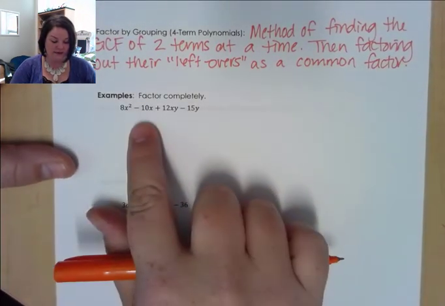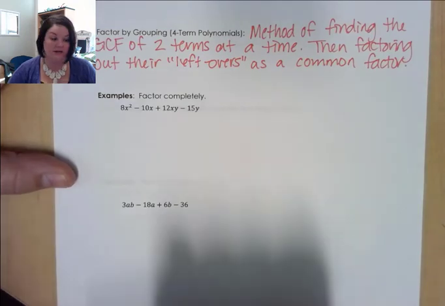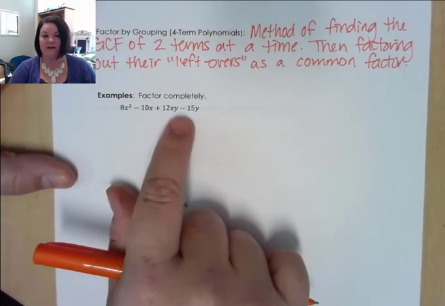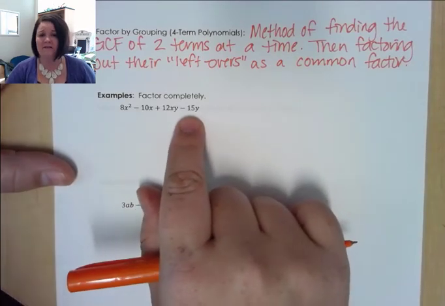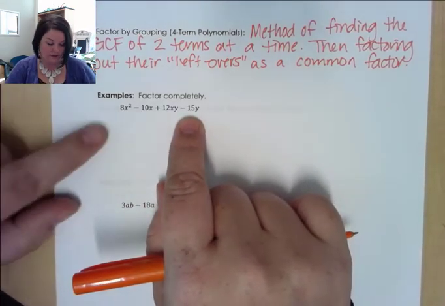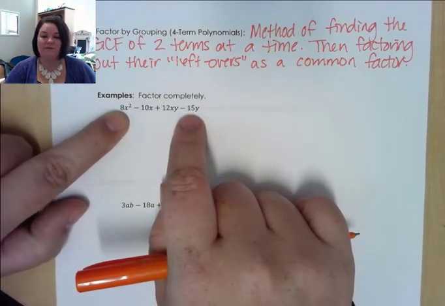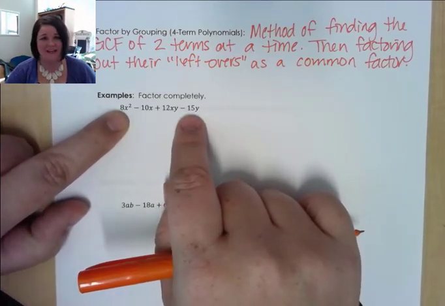So on our first example here, remember we always look for a greatest common factor first. So 8, 10, 12, and 15. Do these have anything in common? Well, I look at my biggest and my smallest usually. So 8x squared and 15. Number-wise, these don't have anything in common.